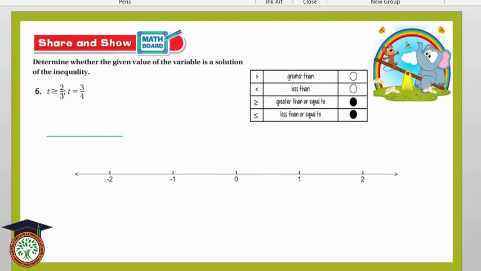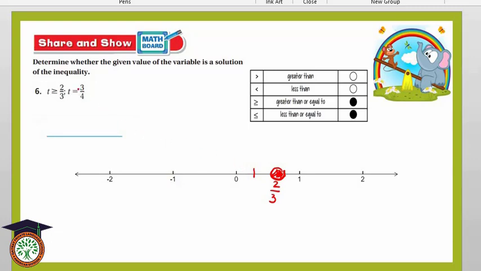Okay. Let's go check another question here. T is greater than or equal to 2/3. Okay. So if I divide the space between 0 and 1 into 3 parts, I will draw these dashes. This is 2/3 here. Okay, and here I will put a circle around this number. Is the circle closed or open? It's closed. Okay.